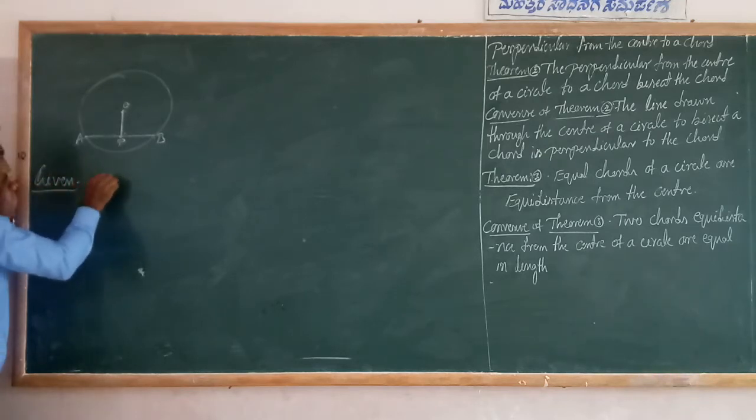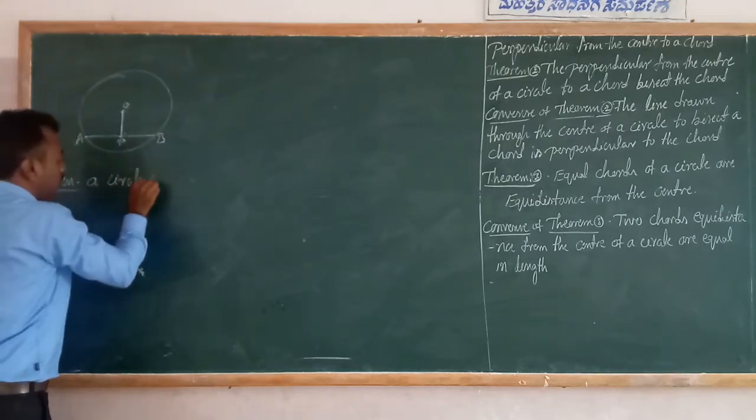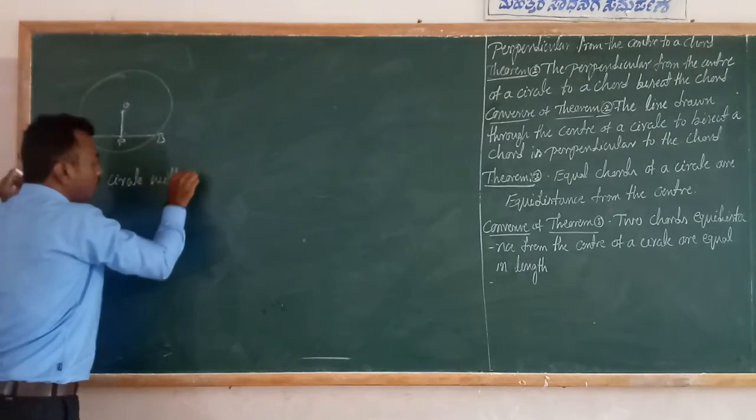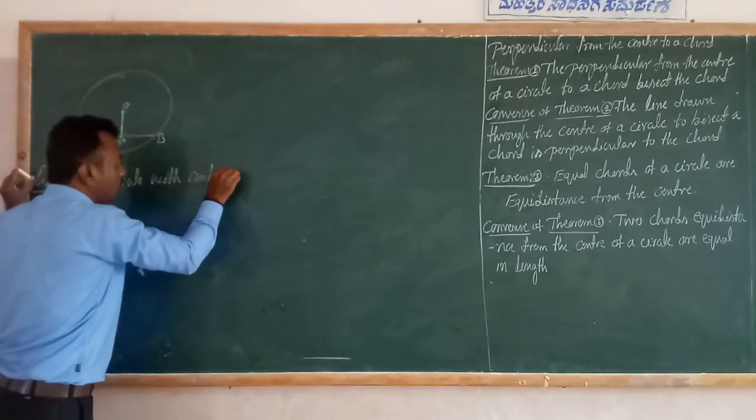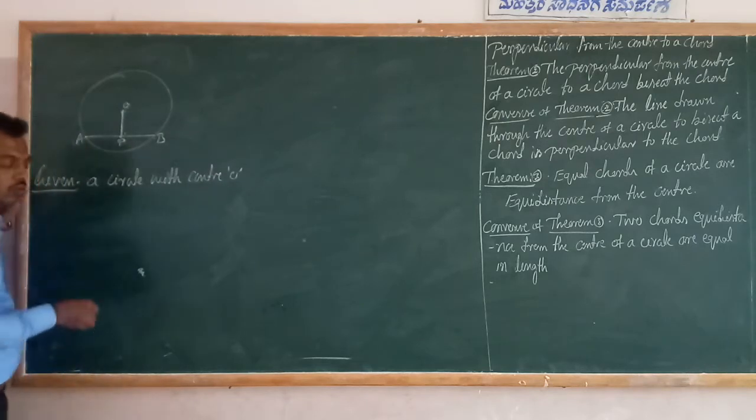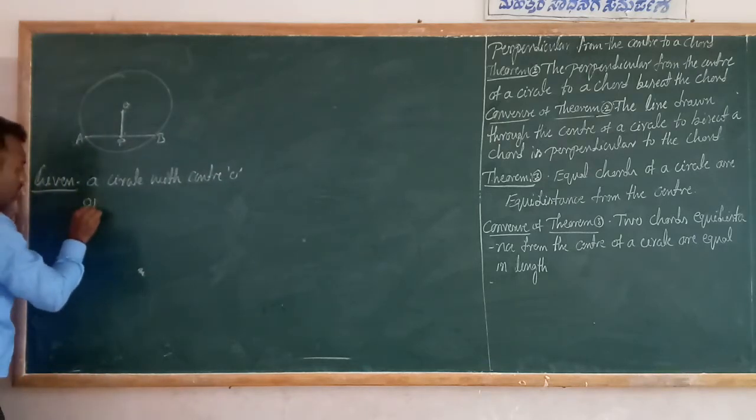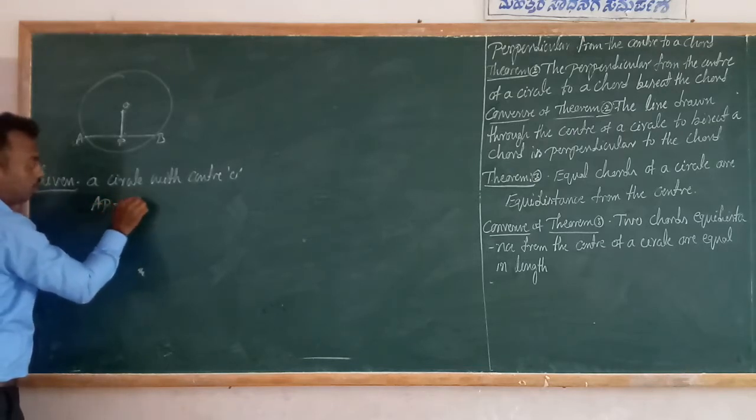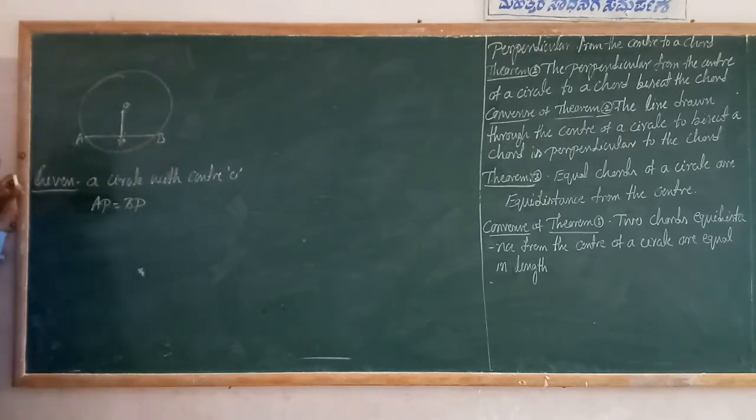Given: a circle with center O, and AP is equal to BP.